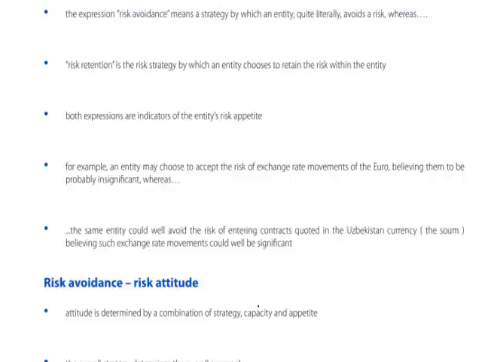Both expressions are indicators of the entity's appetite for risk. Appetite. Are you cautious or are you avaricious? Do you like risk? Do you get excited and thrive on risk? Are you a risk taker or not?